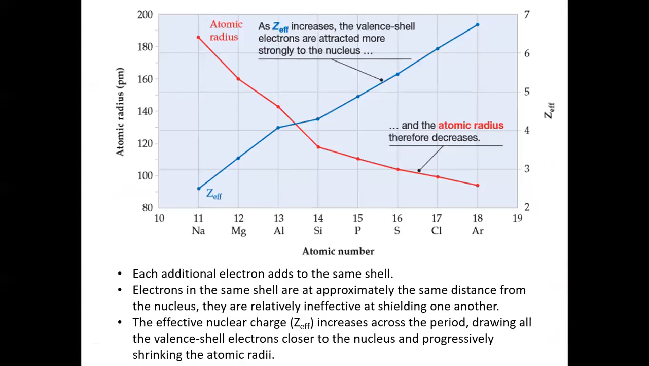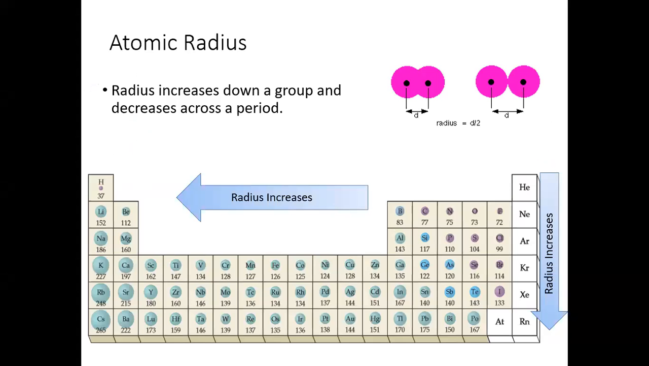Good. Now, go back to the previous slide, please. We see there that the radius also increases to the left, right? So meaning if we're going to the right, it decreases. So from sodium to argon, if we're looking at period 3, it's actually decreasing. So why is it decreasing in that direction?